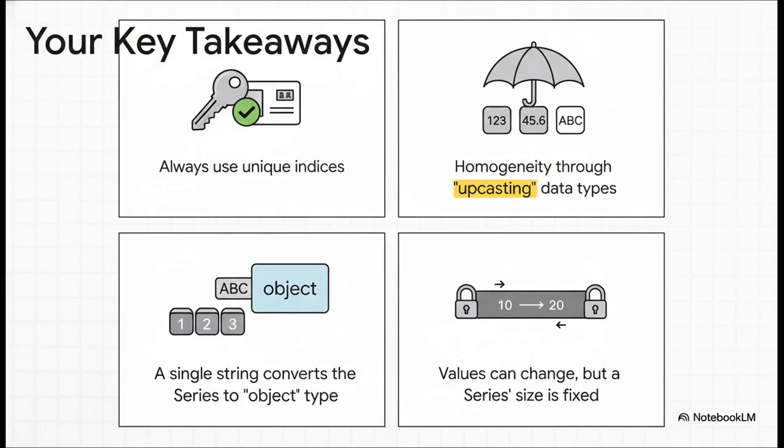Second, remember that Pandas is always going to maintain a single data type through that process of upcasting. Third, be super careful about adding strings. Just one can change your whole series to that less efficient object type. And one final important point. You can change the values that are in a series, but its size is fixed. You can't just tack on new items like you would with a regular Python list.